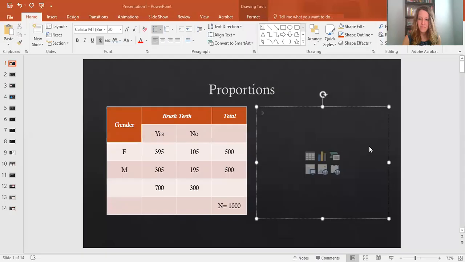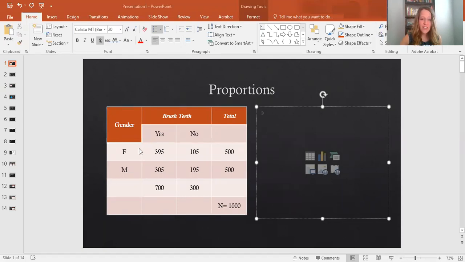Hi, in this video we'll talk a little bit about proportions and frequency tables. Specifically, we'll look at two-way frequency tables that display the frequencies across two separate variables. In this particular example, we have our two variables of gender and brushing teeth, and we may look to see whether males or females are more likely to brush their teeth versus not.